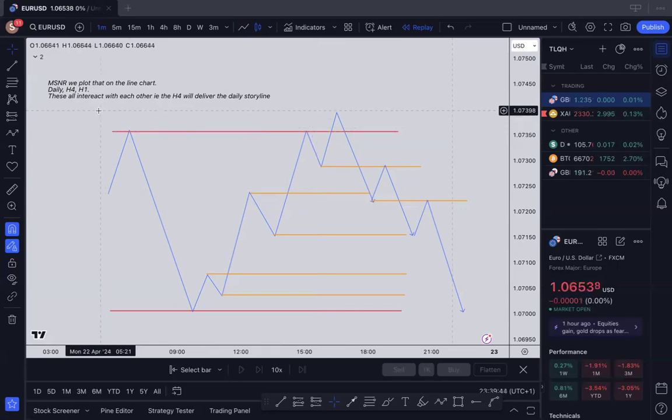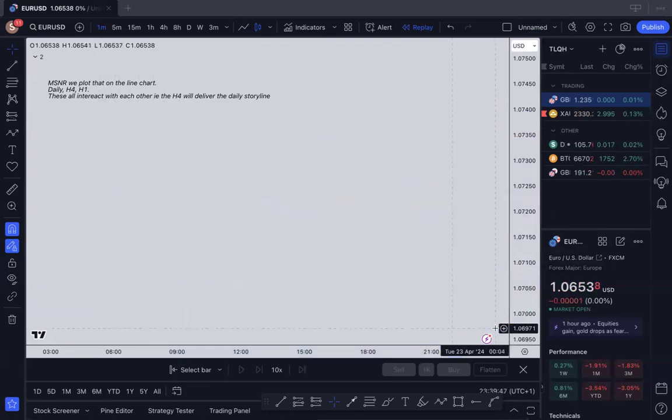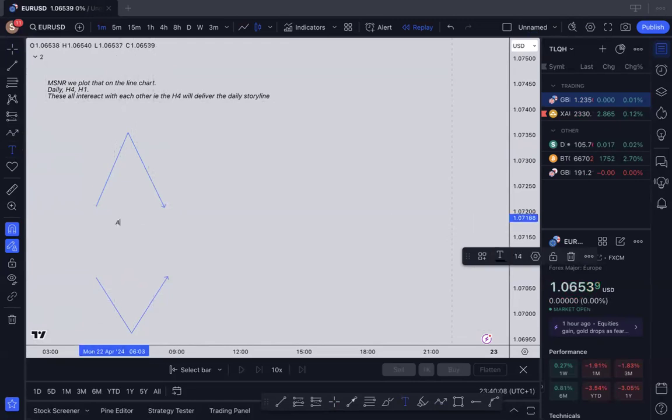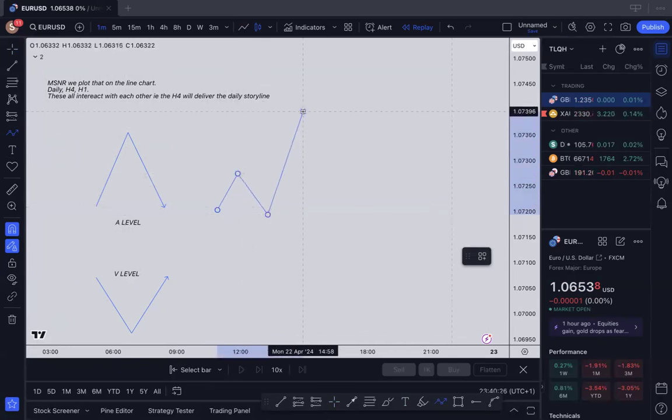Okay, so now let's have a look at types of levels. We've got three types of levels. The first two are levels that we are plotting on the line chart. The first one is a standard high or a standard low, and these are what I call an A level or a V level. The next one is the A level to flip level.